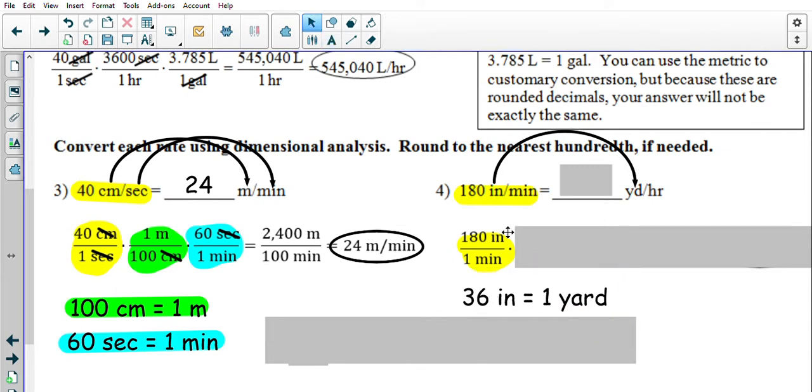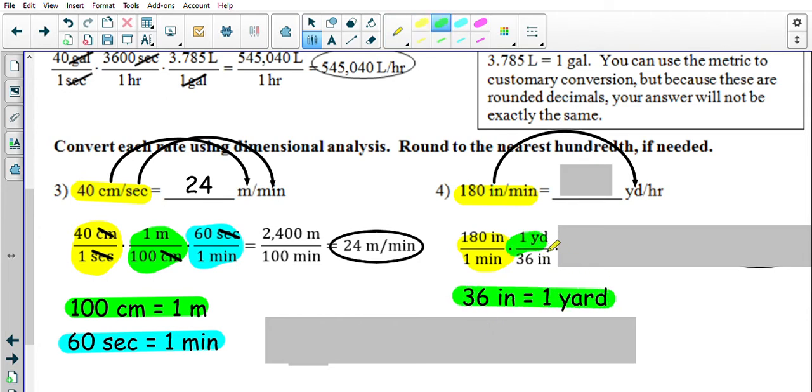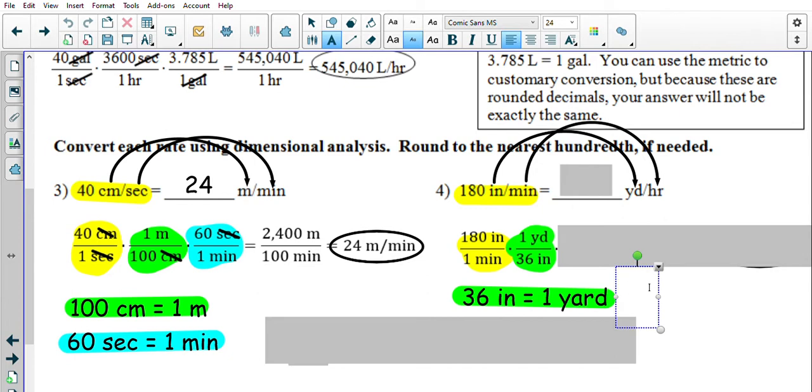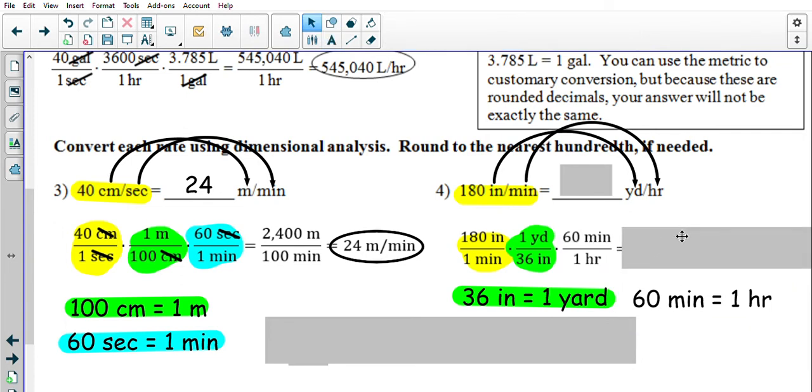So inches was on the top. I want inches to go on the bottom. So 36 inches on the bottom, 1 yard on the top. This would be my second fraction. Now, because we have 2 conversions, we have a third fraction we need to have here. We're going to convert between minutes and hours. We definitely know that there are 60 minutes in 1 hour. So we had minutes on the bottom, so the 60 minutes will go on the top. So we have 60 minutes over 1 hour.